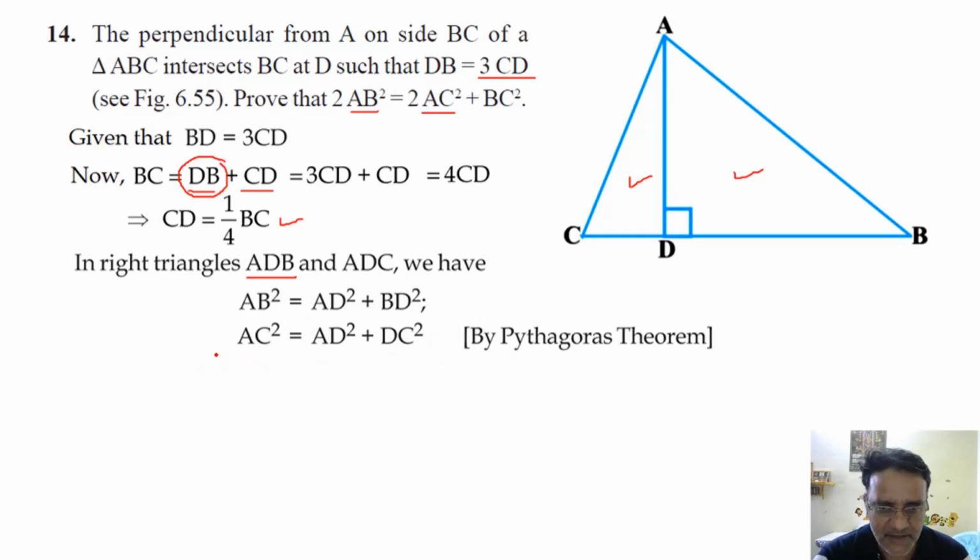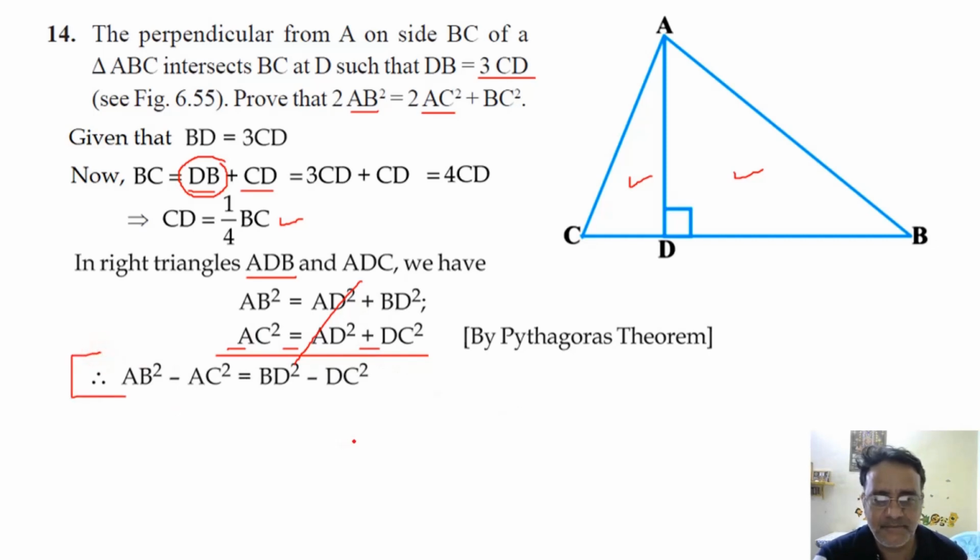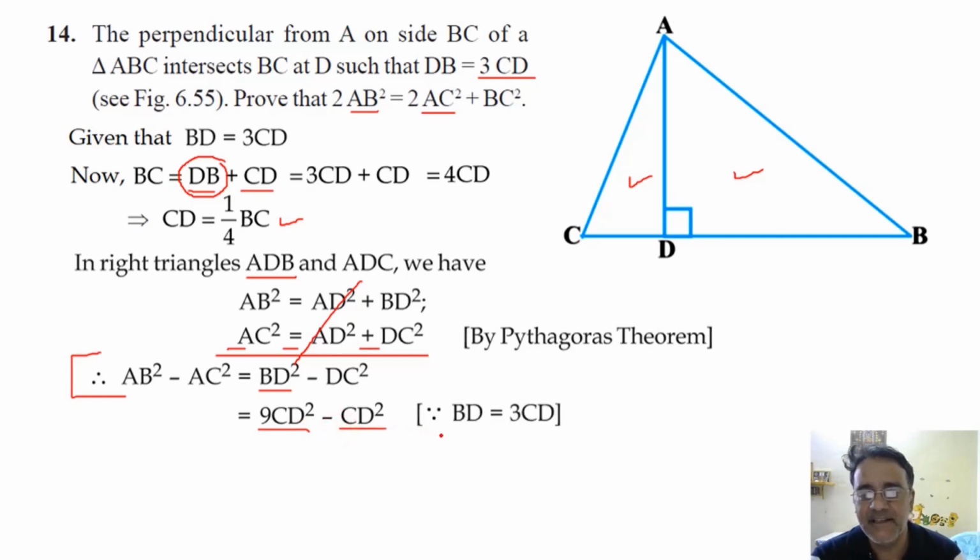Now if we subtract these two, see carefully, AD square will be cancelled, and we are going to get AB square minus AC square is equal to BD square minus DC square. Whether this step is clear? Yes, sir. Okay. Next, now BD is 3 times CD. If you substitute, then it will become 9 CD square. 9 CD square minus CD square will become 8 CD square.